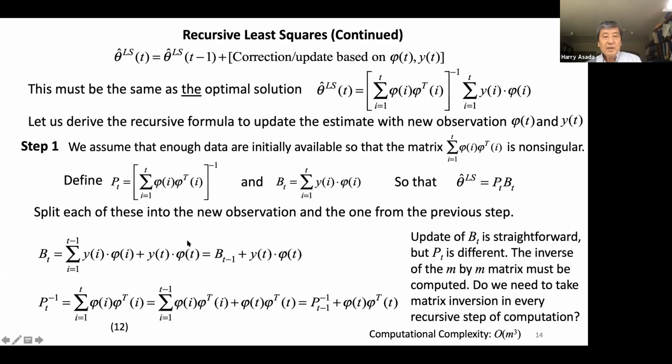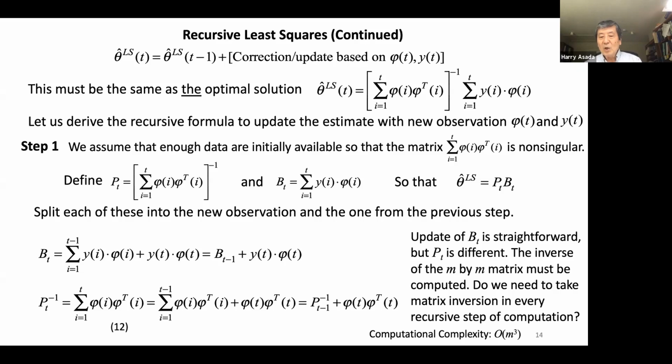Okay, and the PT inverse, if you take the inverse again, it becomes phi transpose this guy, and we can actually separate the new observation from the previous one. So this particular part is the PT minus 1 inverse, and then a new addition. Okay, so update of BT is straightforward, but the PT is difficult. And then the inverse of the M by M matrix must be computed in doing this, right? And do we need to take the matrix inversion every time recursively, every step? Do we need to do that?